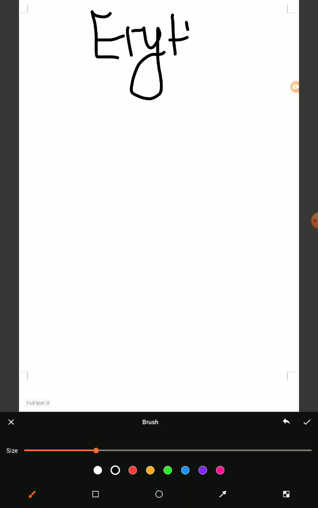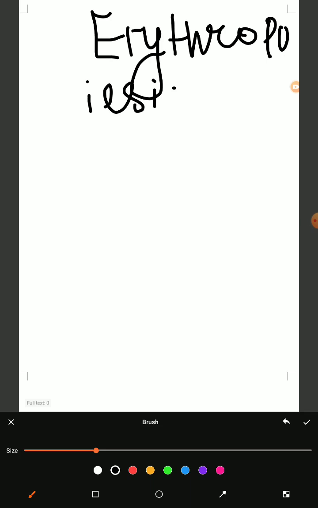I'm Dr. Neeraj Khatri Sapkota, and today I'm going to talk about the mechanism of red blood cell formation, or the process of red blood cell formation, which is known as erythropoiesis. Let's write erythropoiesis. Poiesis. So erythropoiesis is the process of formation of RBC.